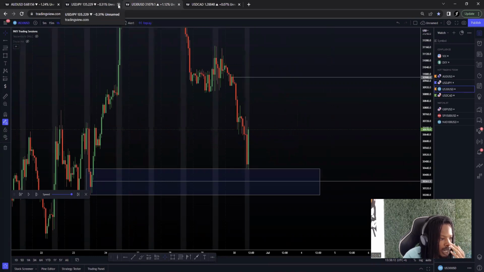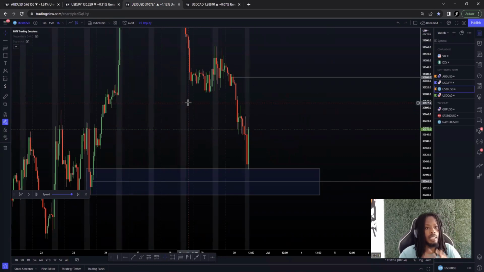That's the exact reason indicators lag, because they react to price and don't guide you. Facts, bro. Facts. Okay, so these last two setups, I'm going to delete these two.